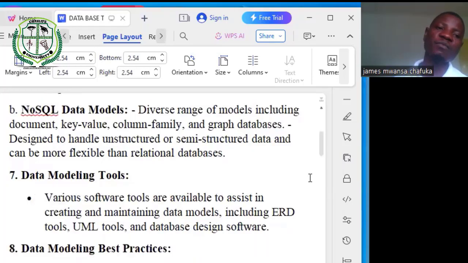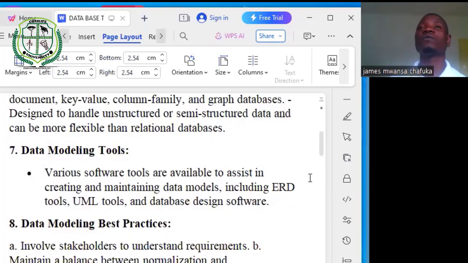Okay. Apart from that, we also have an aspect of data modeling tools. So here, the data modeling tools mainly focus on various software tools that are available to assist in creating and maintaining data models. So this can include entity relationship diagram tools. It can also include unified modeling language tools and also database design software.